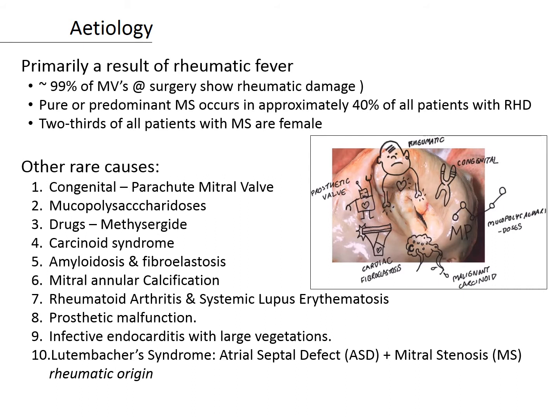mucopolysaccharidosis, drugs like methysergide, which was previously used to treat cluster migraine headache, malignant carcinoid syndrome, amyloidosis and fibroelastosis. Mitral annular calcification can result in degenerative calcific mitral stenosis in the elderly population. Other rare causes include rheumatoid arthritis, systemic lupus, prosthetic malfunction, infective endocarditis with large vegetation causing obstruction to flow through the mitral valve, and finally Lutembacher syndrome, which consists of atrial septal defect in addition to mitral stenosis of rheumatic origin.